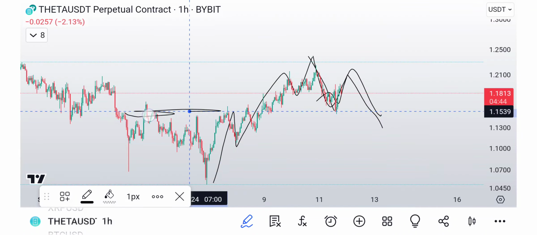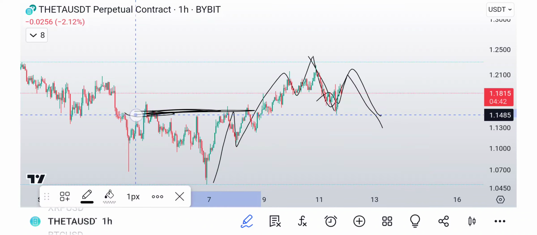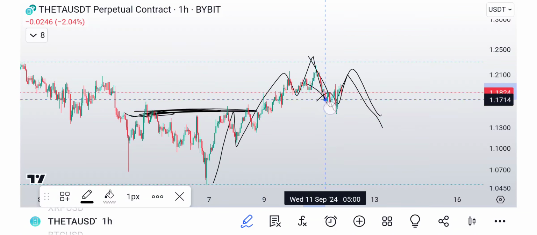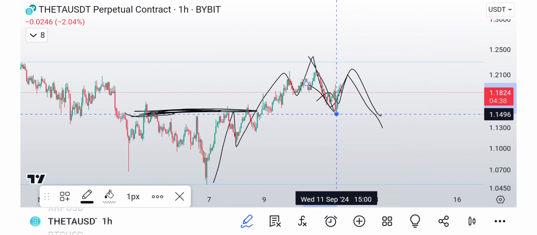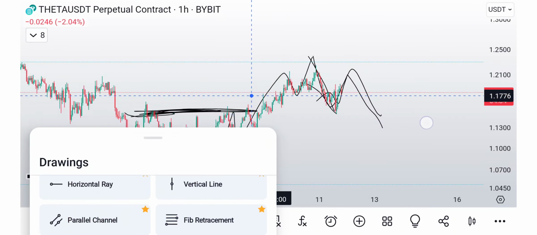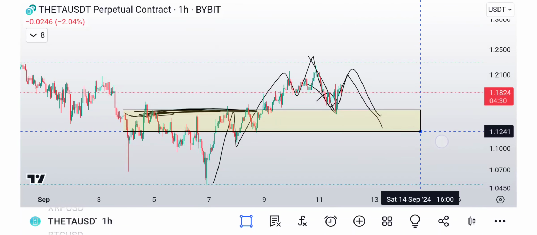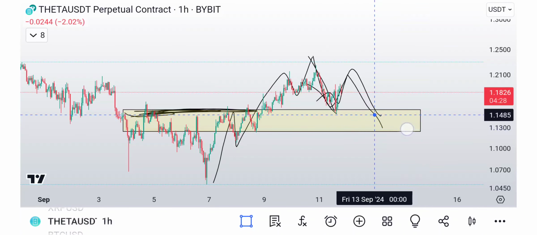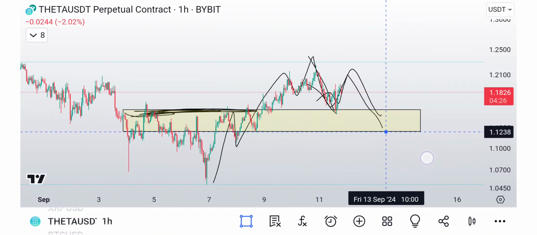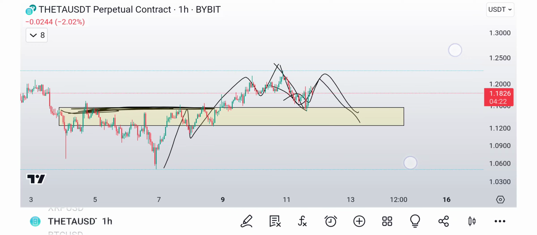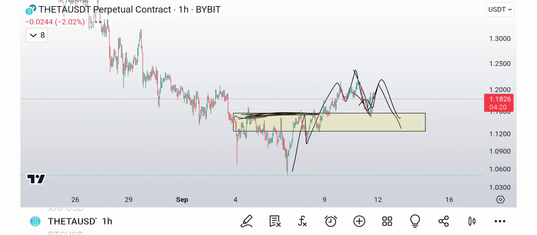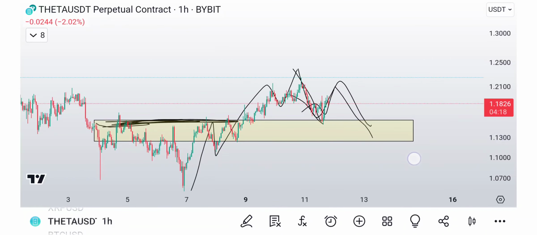I mean, I would imagine this is some decent support here. We already came down and tagged it once, right? So if I just kind of put a little bit of a zone here, and we can do some fib analysis as well. But somewhere in this area, I'd like to see that ABC pullback come in, right? So that would be sort of my main idea there for Theta, is if we can get that move.